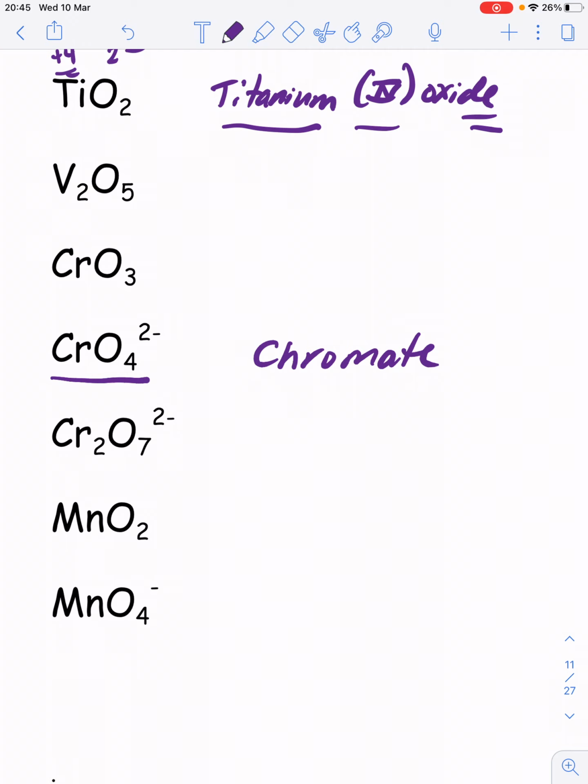Now, it adds up to 2-. I know every oxygen is -2. There's 4 of them, so -8. And if they add up to 2-, then the chromium must be +6.